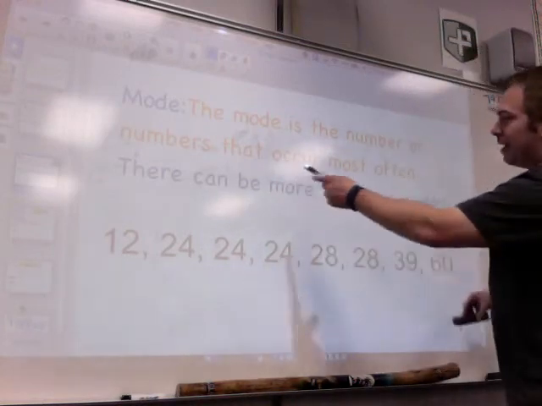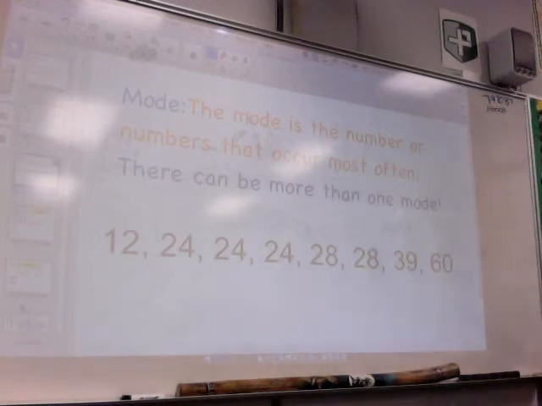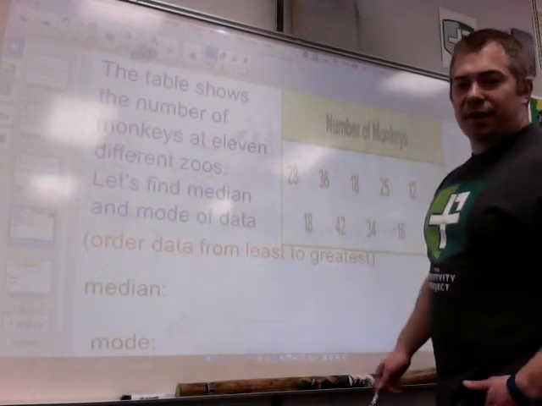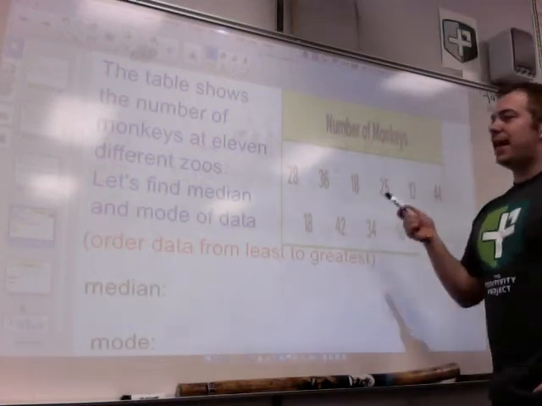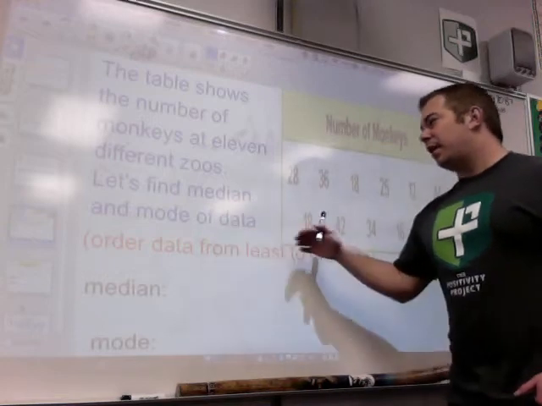All right, you might need to pause it again and write down these notes for the mode, and we're moving on. Let's do a couple of examples here. This table right here shows the number of monkeys at 11 different zoos. Let's find the median and mode of this data.